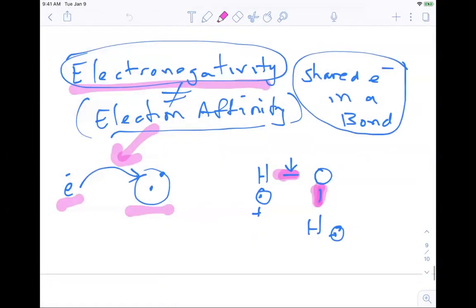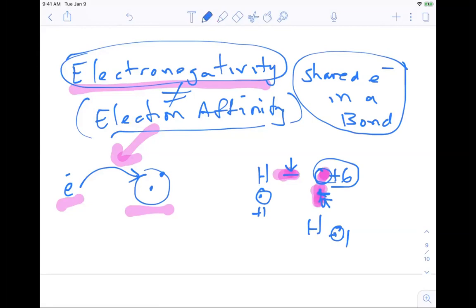But hydrogen's nucleus is +1. What's true about the oxygen nucleus? How many protons are in the oxygen nucleus? 6. Okay? Do you really think that this +6 is pulling on these electrons the same as this +1 is pulling on those electrons? Yes, no? No. Absolutely not. Which one is pulling on the electrons more? Oxygen. This guy is pulling on these electrons more.